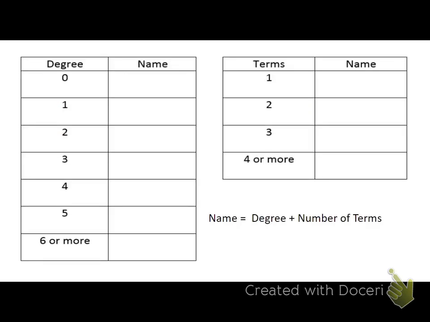So now we're going to look at our degrees. These are just some names and terminology for you guys to have here in your notes. So if it's a degree of 0, the name is constant. If it's to the first degree, it's linear. To the second degree, it's quadratic.